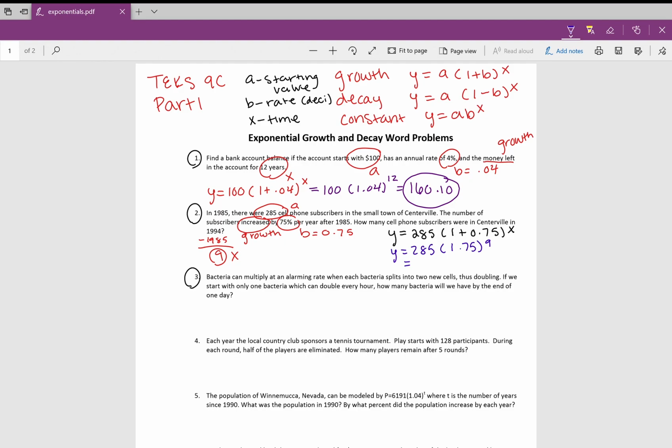If I plug that into my calculator, I have 1.75 to the power of 9 times 285. We're talking about objects, phones, so let's see. This is going to give us 43,871.98, and all these decimals keep going. So this is approximately 43,872 phones.